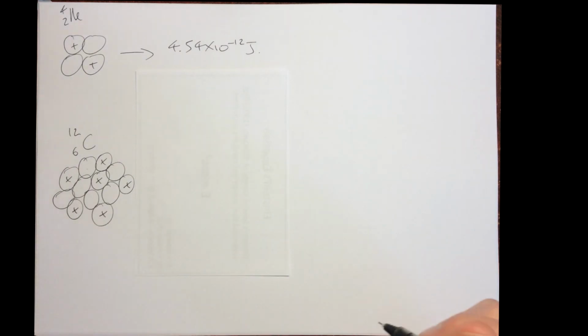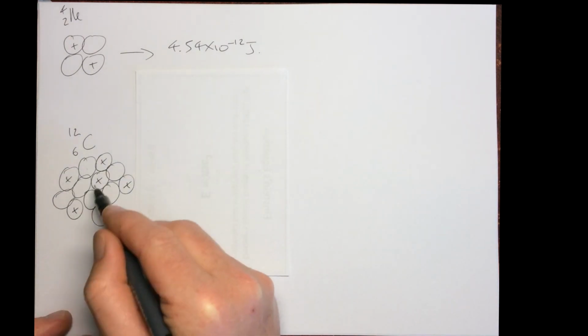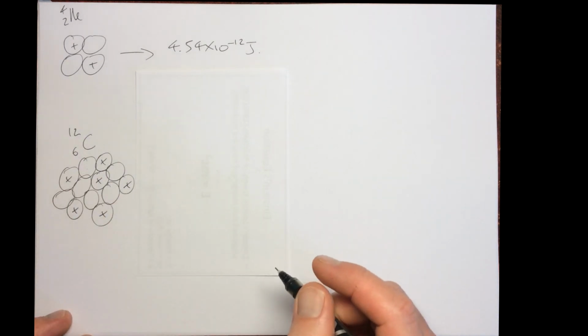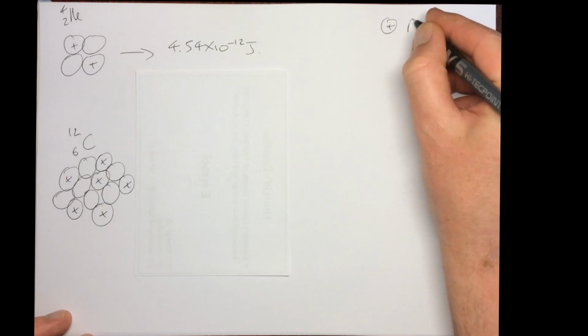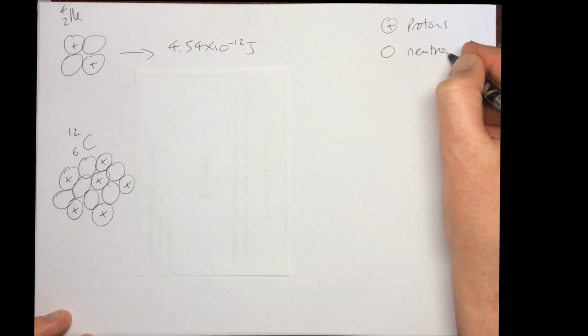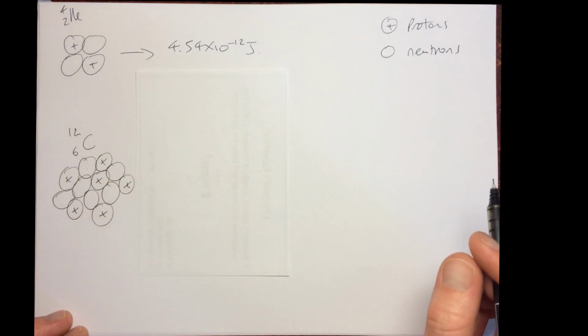Now, what if you've got a larger nucleus? Let's look at this one here. So here's carbon-12. Sorry for the poor drawing here, but 1, 2, 3, 4, 5, 6 protons, 1, 2, 3, 4, 5, 6 neutrons, okay? So these are our protons, and these are our neutrons, okay? So what about the binding energy for carbon-12? Would you expect it to be more or less than for helium?